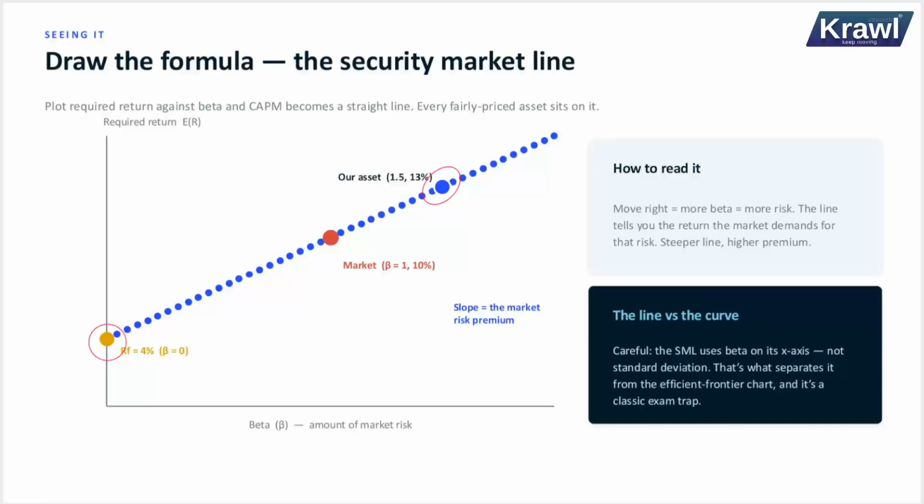Now, let me give you a big warning. The x-axis here is beta, not a standard deviation. And that's what makes this different from the efficient frontier chart. The examiners love to test exactly that. So when you're attempting your exam, they are looking for you to understand that the x-axis here is actually beta. It is not standard deviation. Beta on the security market line. You need to remember this and understand this thoroughly.